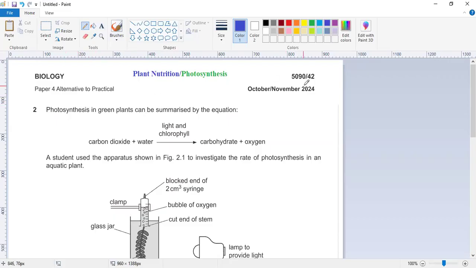This is question number 2, paper 5090, paper 4, variant 2, October November 2024, and this is regarding plant nutrition and photosynthesis. Photosynthesis in green plants can be summarized by the equation that carbon dioxide combines with water in a complex process, under light, which could be sunlight or artificial light, and chlorophyll, it is converted into carbohydrate, and mainly this carbohydrate is glucose. Then glucose is converted into other forms of carbohydrate as well, and oxygen is liberated.